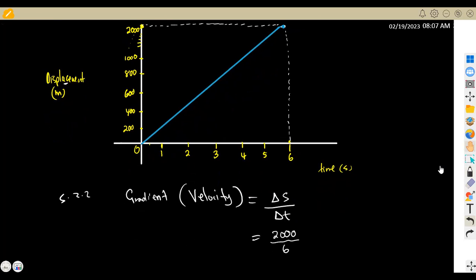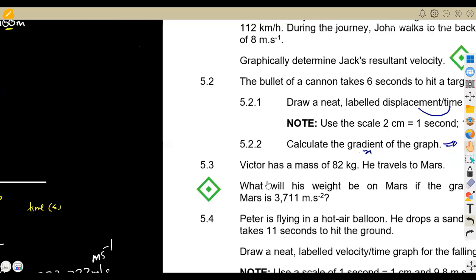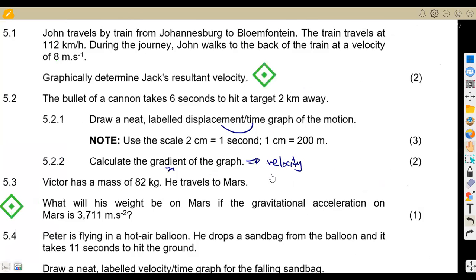If we divide 2000 by 6, this is going to give us a decimal that is 333.3333 and so on, which is in meters per second. Remember, this is velocity. Yes, it's the gradient, but that gradient represents velocity, so it is going to be in meters per second. Someone can write this as m/s like this, still one and the same. So that was question 5.2.2.